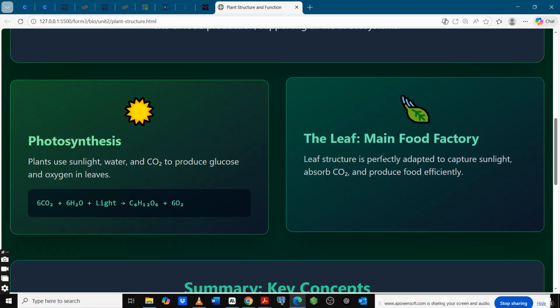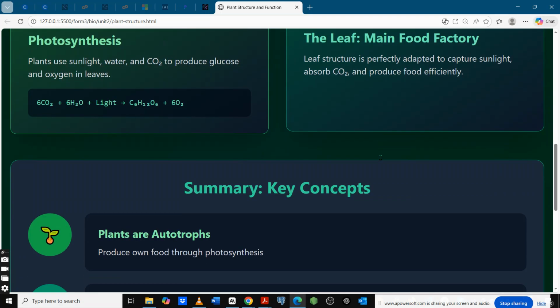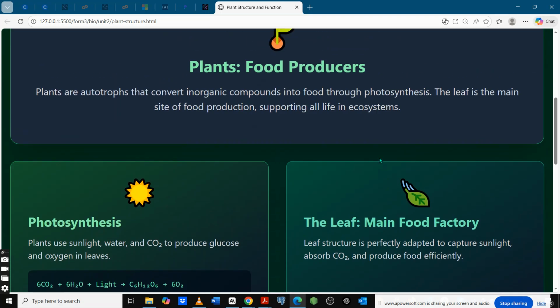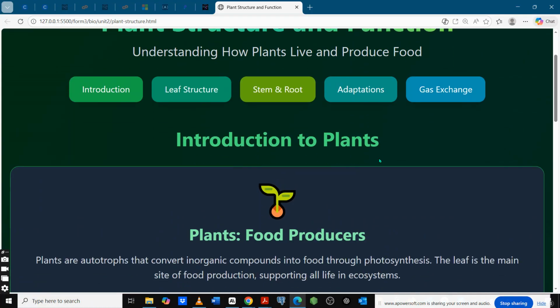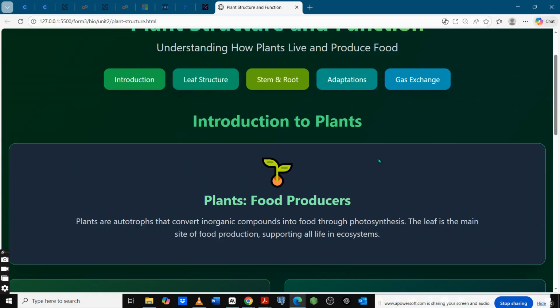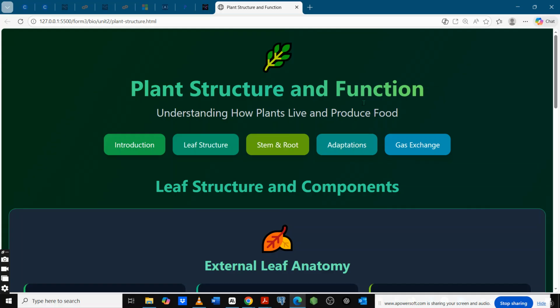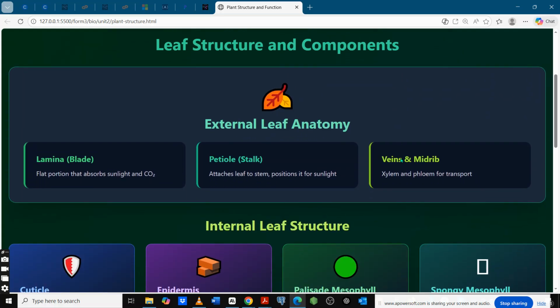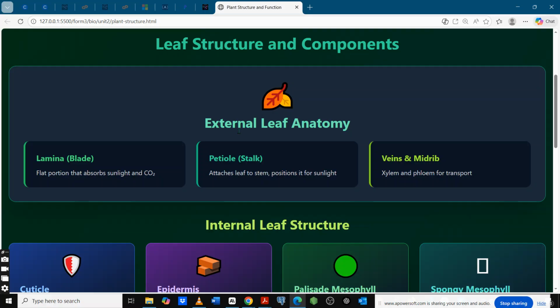Leaf structure is perfectly adapted to capture sunlight. The leaf is responsible for capturing sunlight, absorbing carbon dioxide, and producing glucose. We have just seen that a leaf is the main site for photosynthesis. Now let's come to leaf structure. In terms of leaf structure and components, we have external leaf anatomy. External leaf parts: we have lamina, which is a blade.